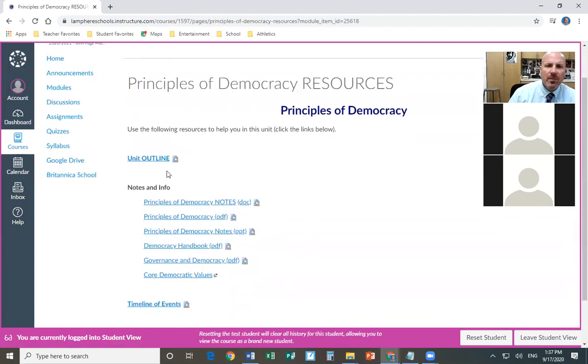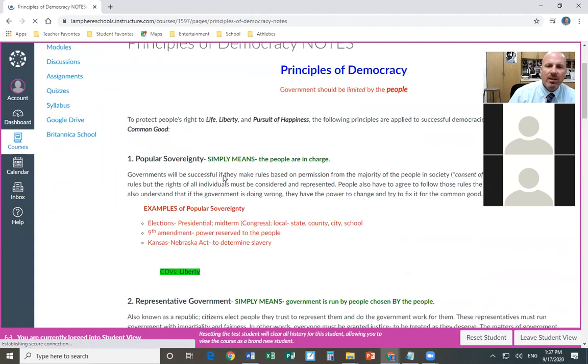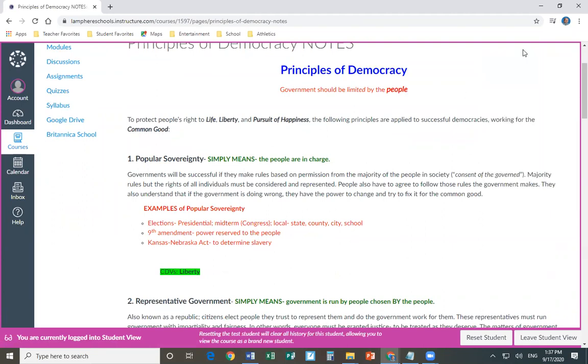The notes and the information that you'll need for this unit when we take our test at the end of our unit are going to be here, where it says Principles of Democracy notes. So click on that and you'll get this nice color-coded set of notes and information.